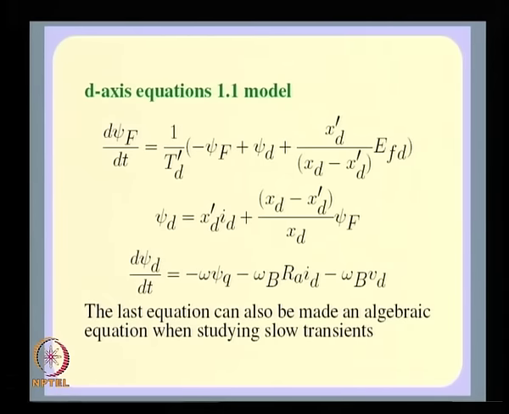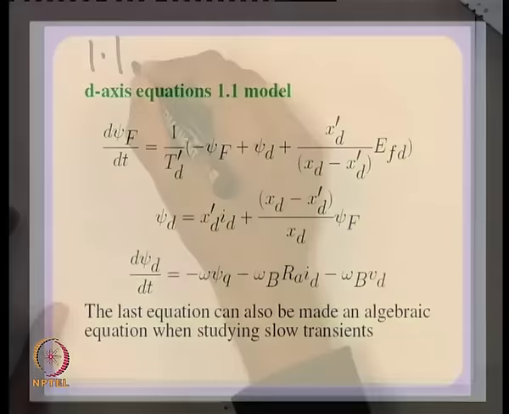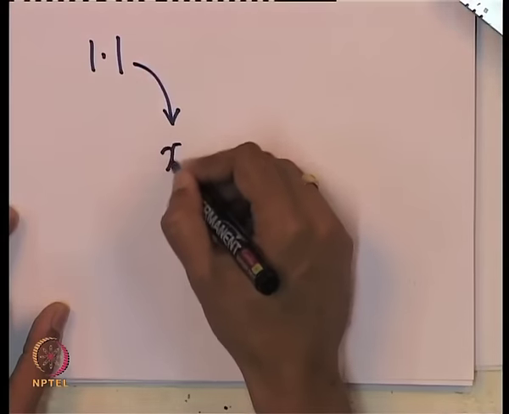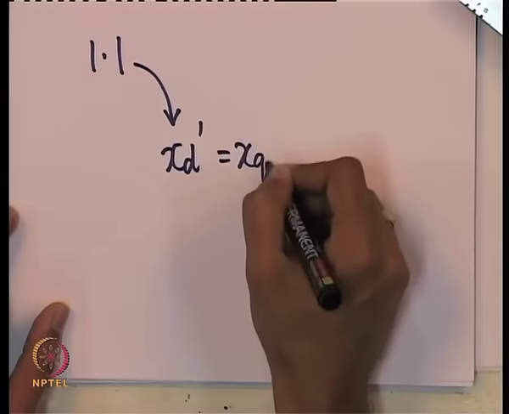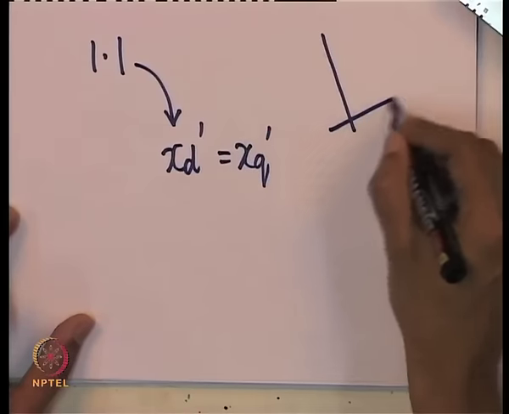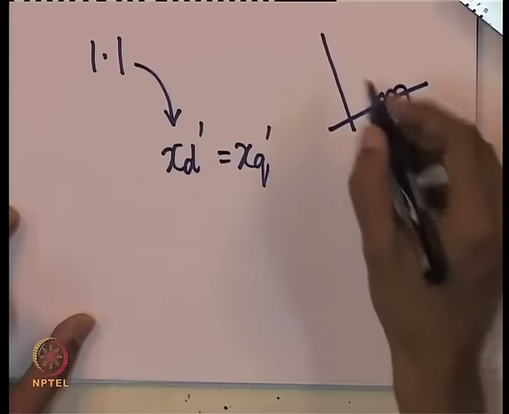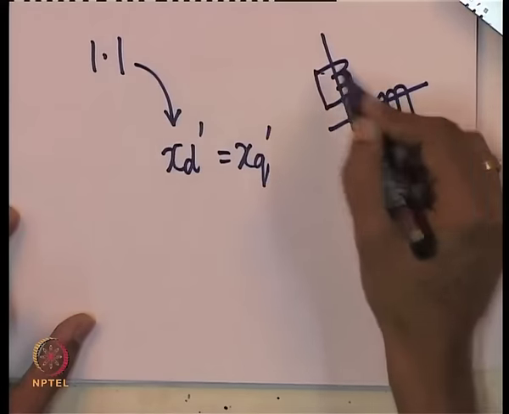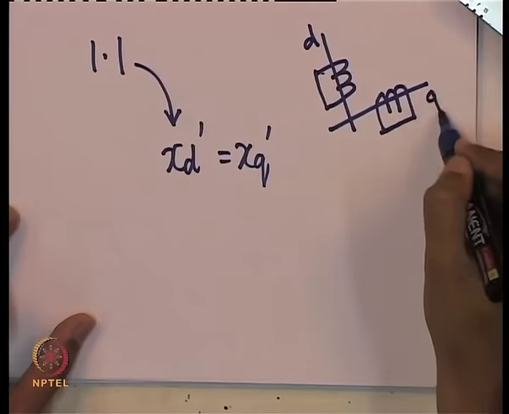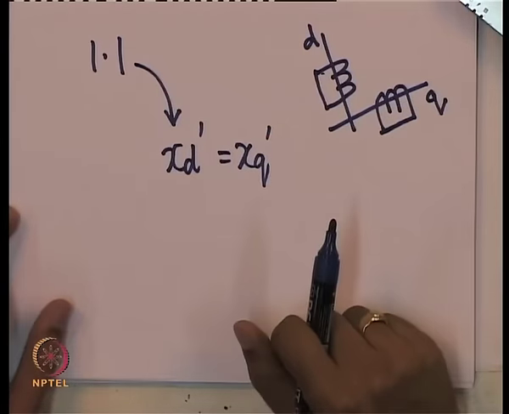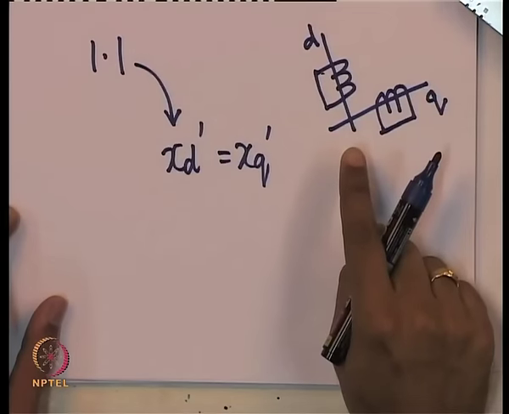Okay. Now, one question which I would like to ask you is, can we get the equations of an induction machine from the 1.1 model of a synchronous machine? The answer is yes. From the 1.1 model, equate xd dash and xq dash. Okay. An induction machine can be modeled. A simple induction machine model could be by considering one damper winding on the d axis and one damper winding on the q axis. Remember, an induction machine does not have any field winding.